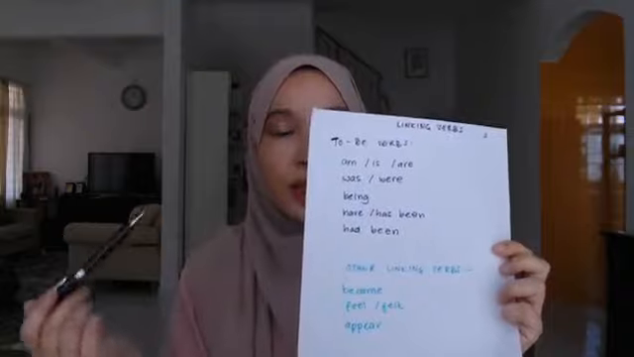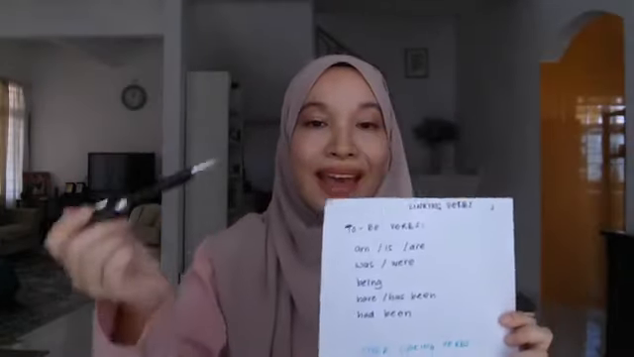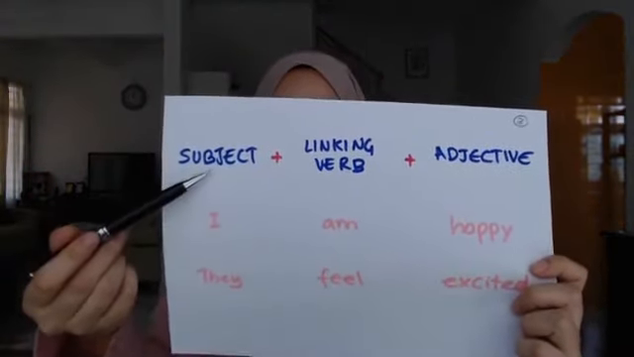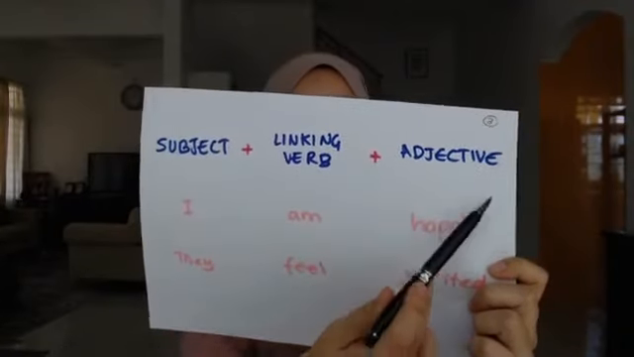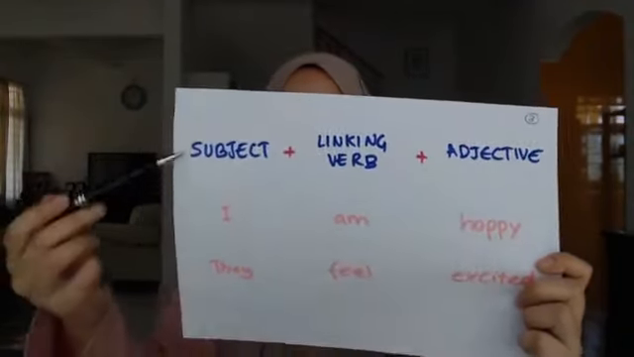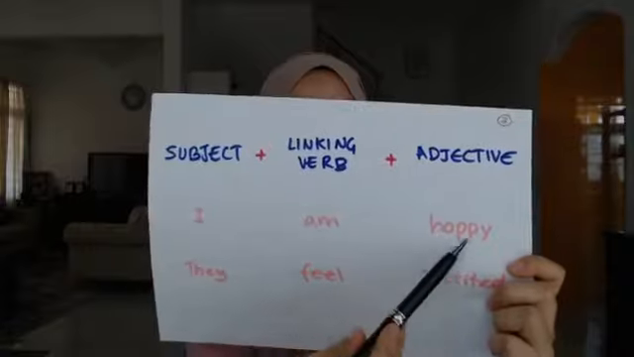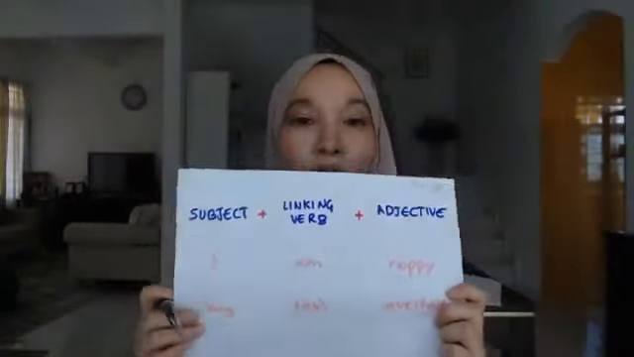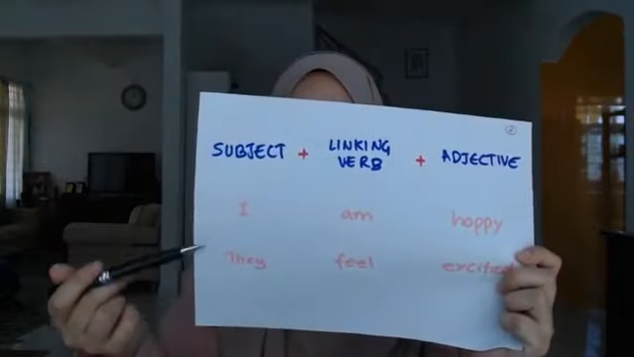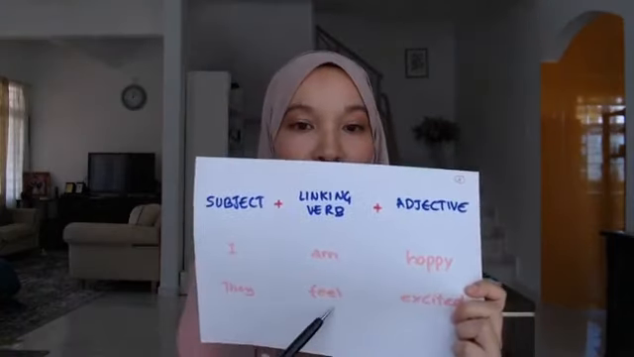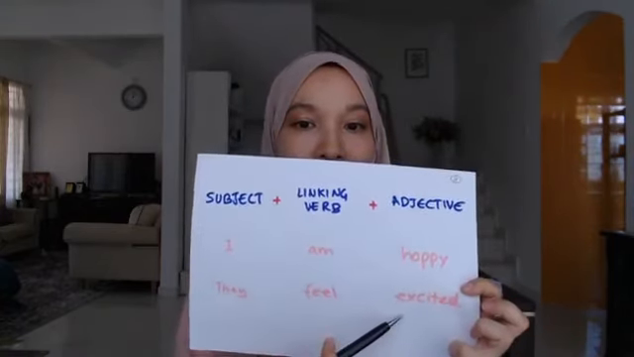So the subject, linking verb, and then the adjective. This is what it looks like when we talk about feelings, okay? Just now we talked about subject, we talked about linking verb, and then we're talking about adjective, which is coming up after this. So subject would be I, linking verb, am, adjective, happy. This is the emotion that we're talking about. And here's another example. Subject, they, linking verb, feel, adjective, excited.